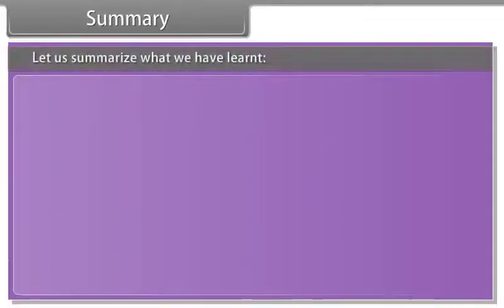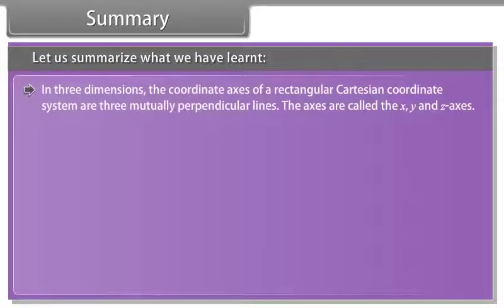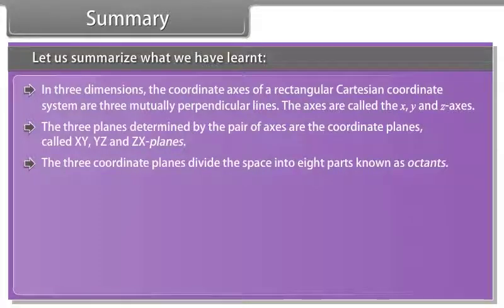Summary. Let us summarize what we have learned. In three dimensions, the coordinate axes of a rectangular Cartesian coordinate system are three mutually perpendicular lines. The axes are called the X, Y, and Z axes. The three planes determined by the pair of axes are the coordinate planes, called XY, YZ, and ZX planes. The three coordinate planes divide the space into 8 parts, known as octants.